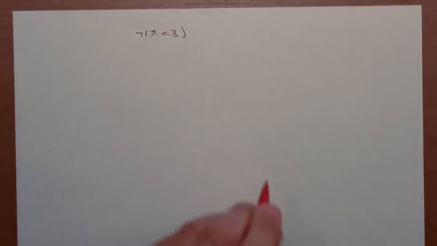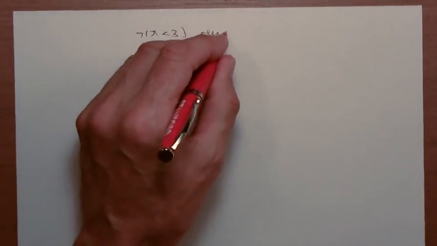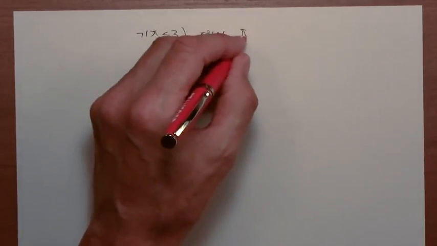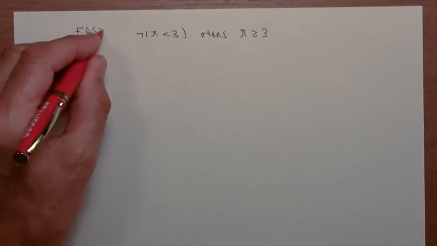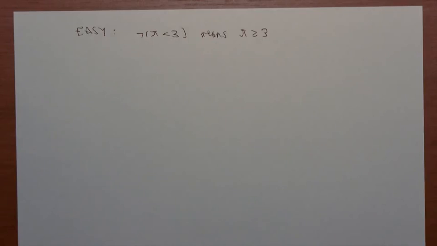Negation might seem pretty straightforward, and in many ways it is, but it's not trivial. If we took something like not the case that pi is less than 3, then that's pretty straightforward. That means pi is greater than or equal to 3. Okay, that's easy. No problems there.